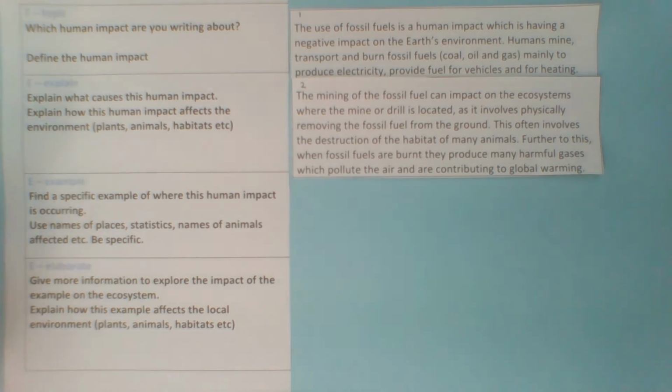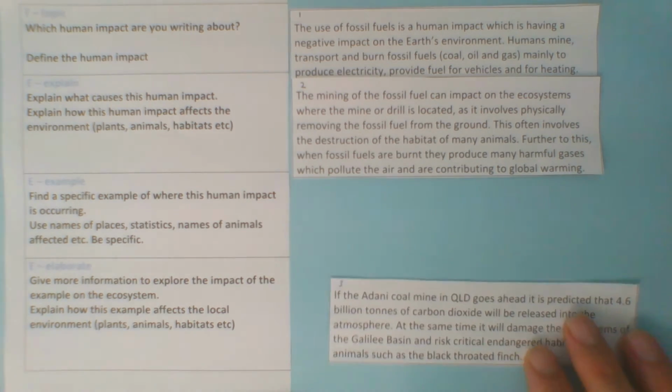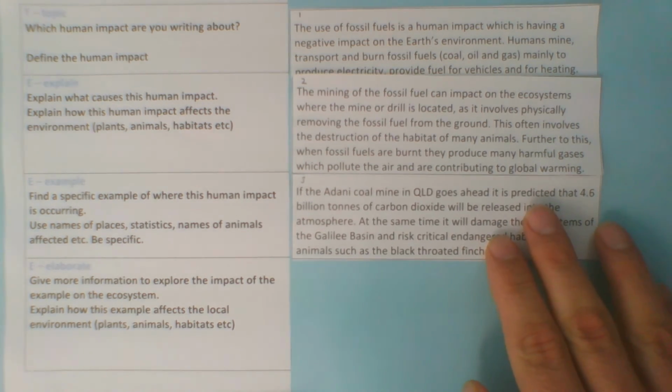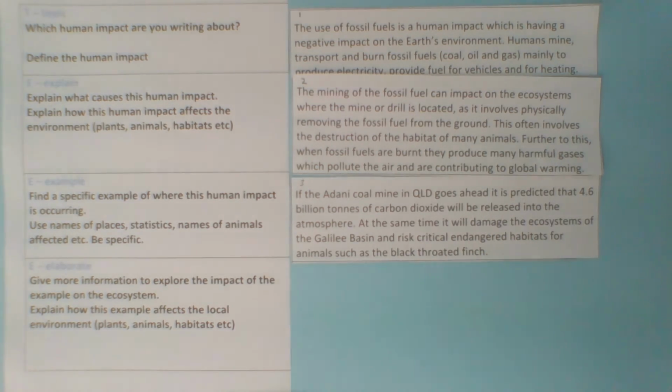Because if we look at our next two, our example and our elaborate, this is where we're actually going to start being more specific, talking about how this impact is actually affecting a certain area or certain animals. So the example that I've chosen to use for fossil fuels is the Adani coal mine in Queensland. It's an Australian one. It's one that's been in the media a fair bit over the last couple of years, so it's very current. And I encourage you guys to try and find Australian examples and current examples when you write yours.